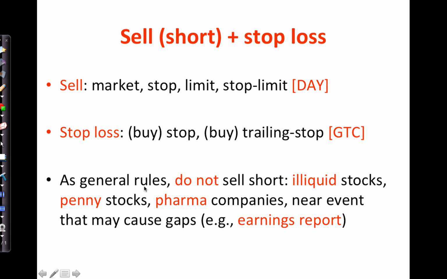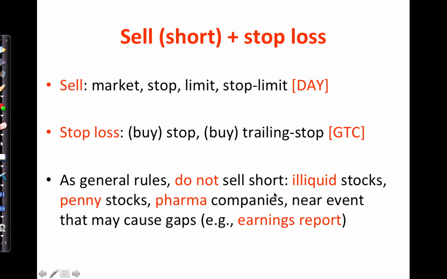So stocks, for example, in the US market that are trading below, I don't know, $5 or $2, because they can be easily manipulated, so they can move really a lot. Do not short pharma companies. These are also very, very volatile. For example, when there is a result concerning approval for some drugs, they can move a lot.